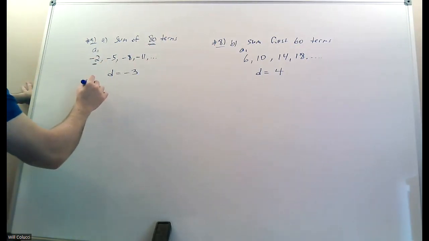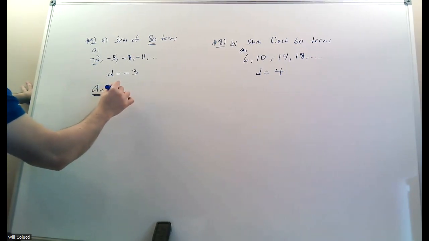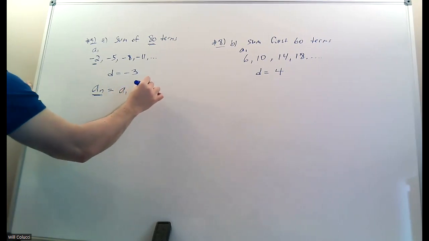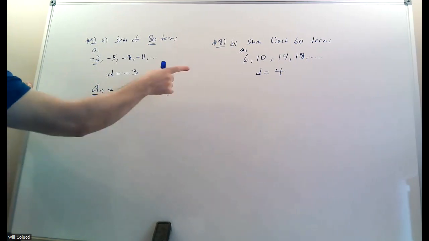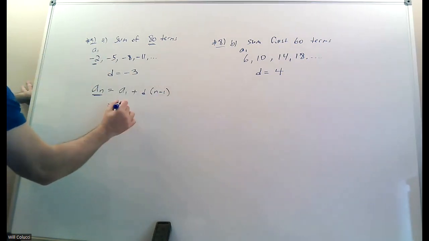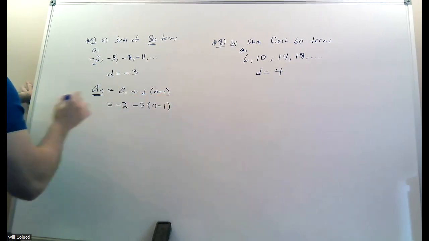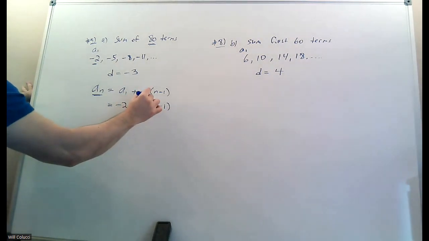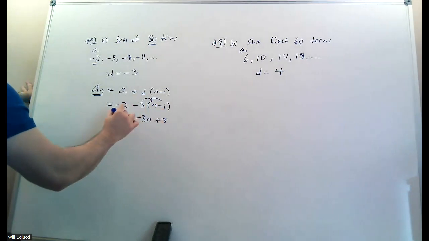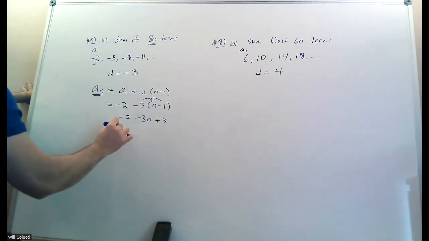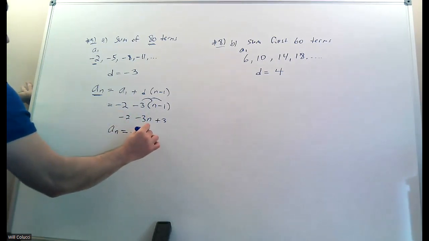So to figure out the formula, you need the formula. You can't do anything without this. It is always the first term plus the little d times n minus 1. So I won't write it again when I do it over there. The first term was -2. The common difference was -3. Now you just distribute the 3: -3 times n, and then -3 times -1 is +3. So my sequence formula is -3n, +3 take away 2 is +1.